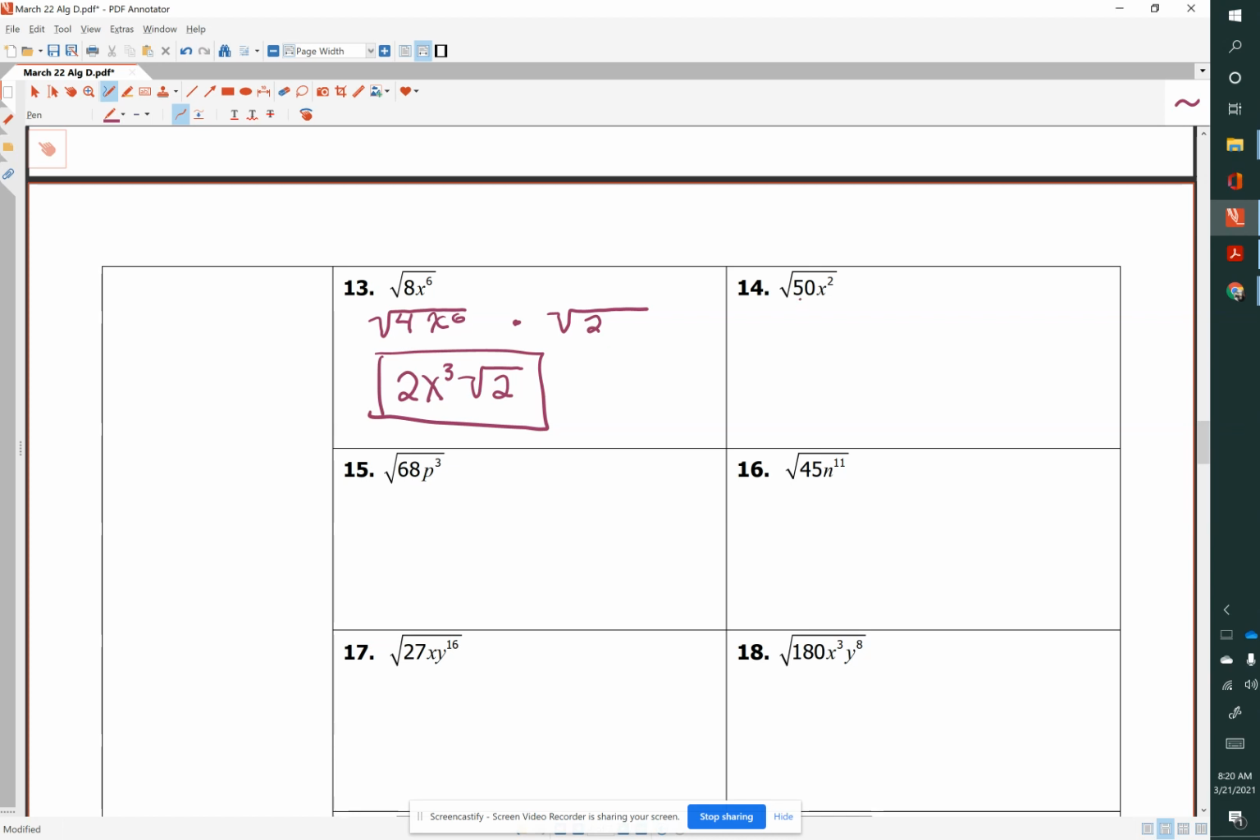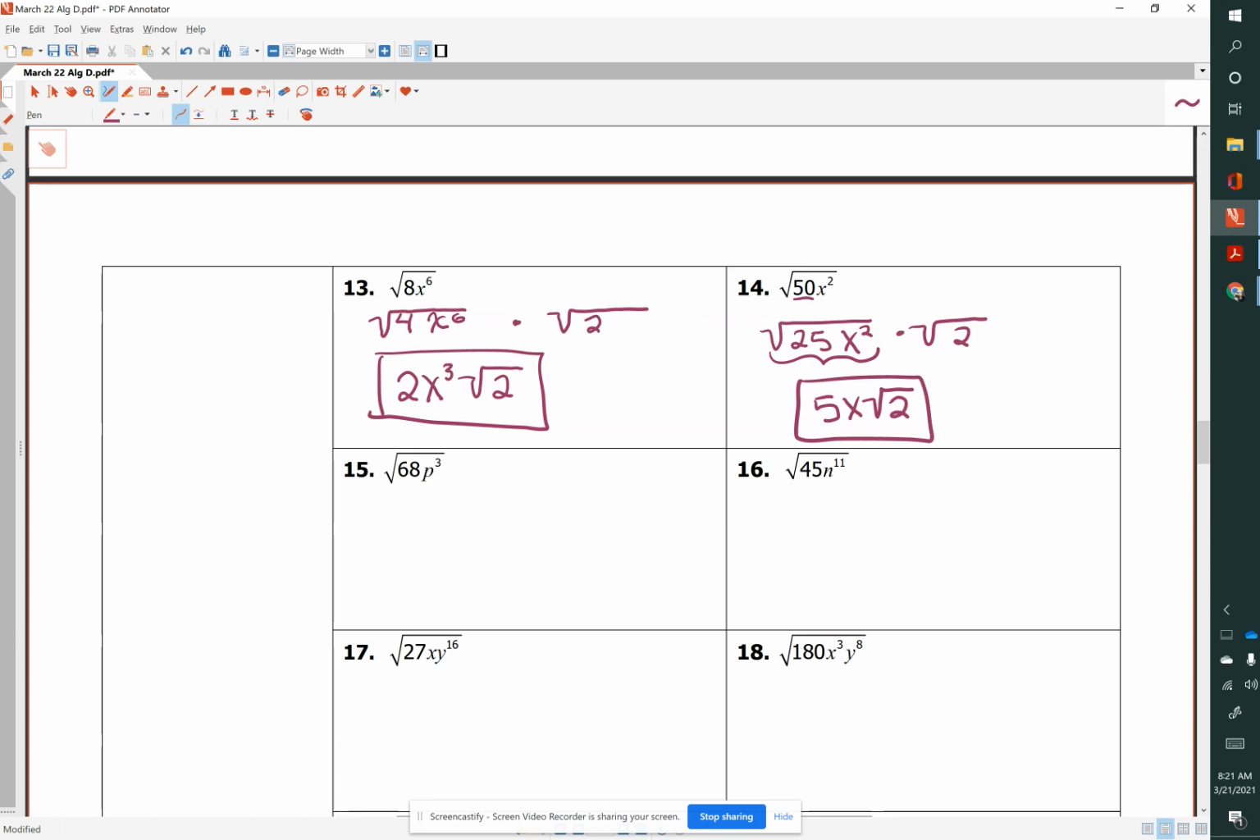Number 14, 50. The largest square in 50 is 25. So that'll be 25 times 2. So we're going to have the square root of 25 times the square root of 2. And then we have x squared. No variables on the right side this time. So the square root of 25 is 5. The square root of x to the 2nd power is x. We bring in that remainder, and that's our final answer.